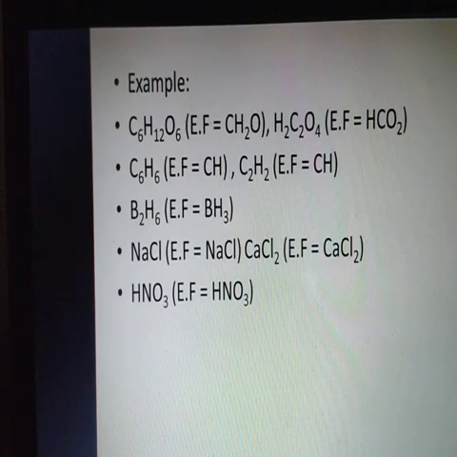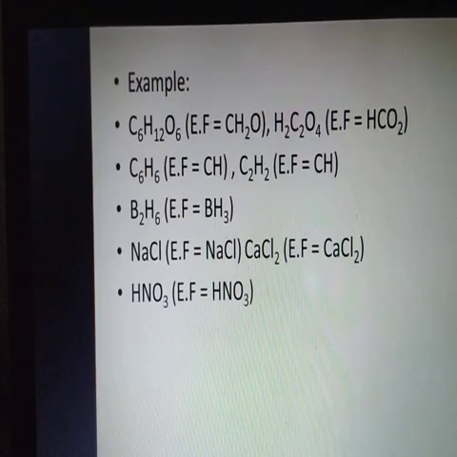And hence, CaCl2. Nitric acid, HNO3. The same thing goes over there. It is HNO3: 1 hydrogen, 1 nitrogen, and 3 oxygen atoms. Nothing is common, so the molecular formula and the empirical formula are the same.